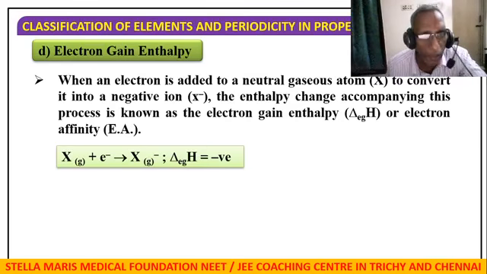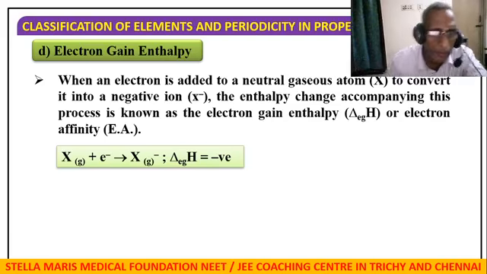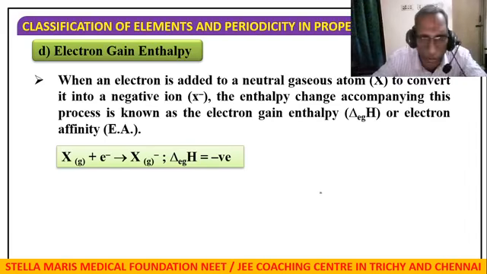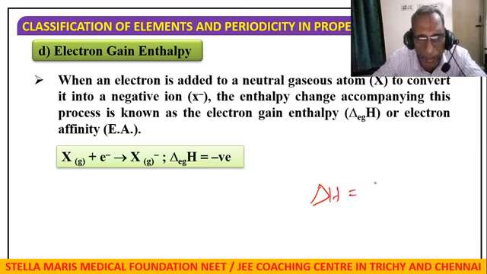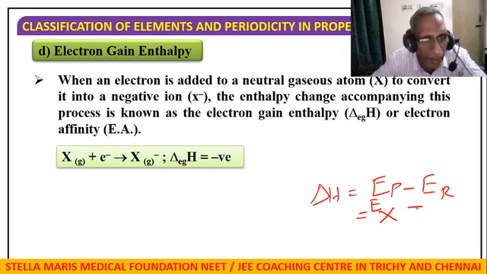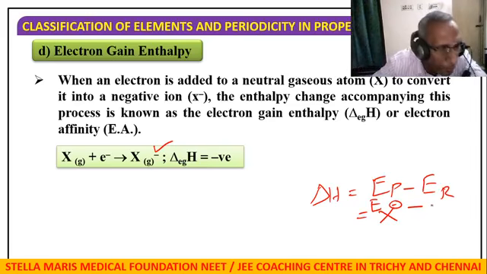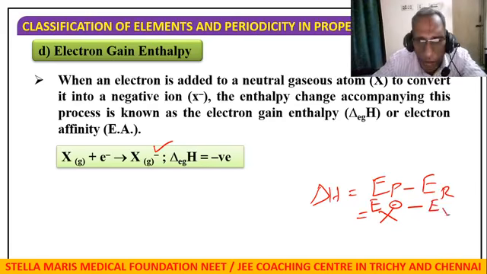So electron gain enthalpy is the energy released. Energy released means, here what is delta H? Delta H is the energy of products minus energy of reactants. Here the product is X minus. So energy of X minus minus energy of X. This is negative.